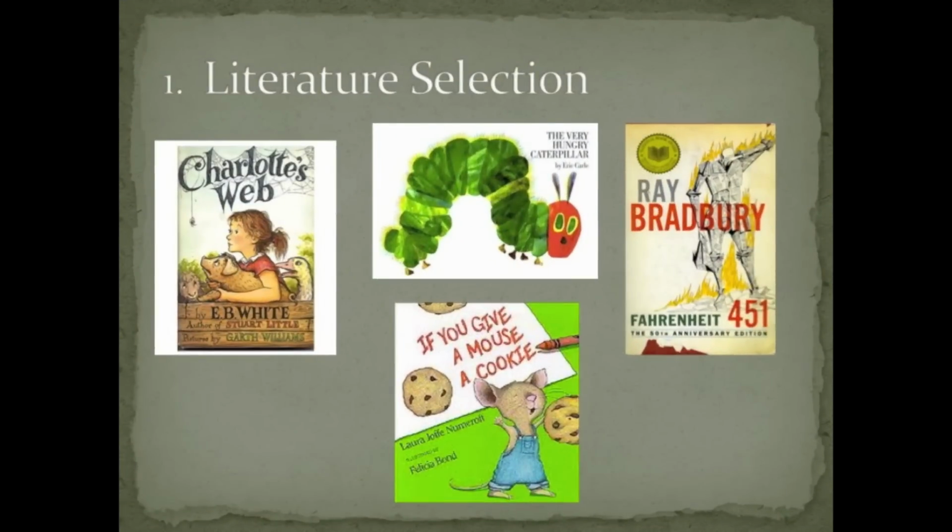The first step is to select the featured book, which should be a high-quality piece of literature. For younger readers, the choice could be a story from a picture book. For older students, the book could be a chapter book or a story from a basal reader. The Very Hungry Caterpillar and If You Give a Mouse a Cookie are 2 examples of books that could be used for younger children. Charlotte's Web and Fahrenheit 451 are 2 examples of high-quality chapter books for older students.